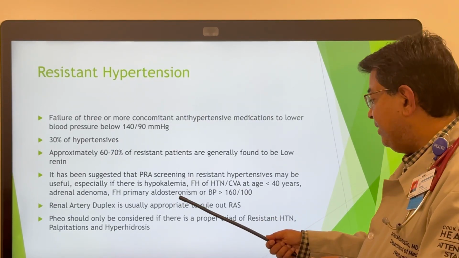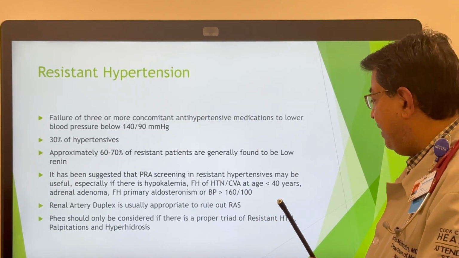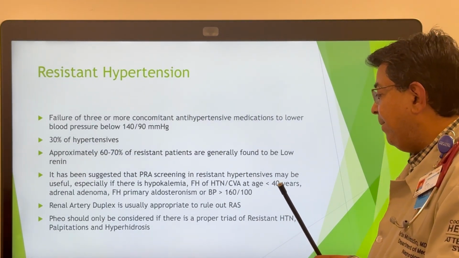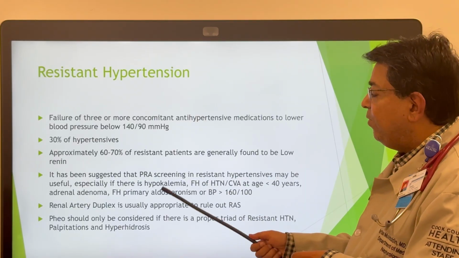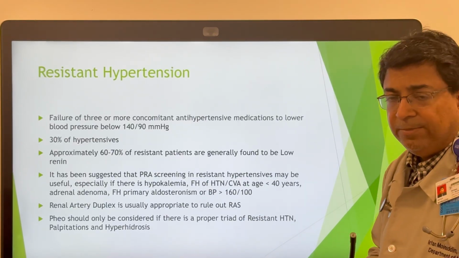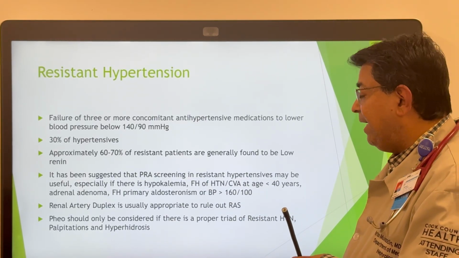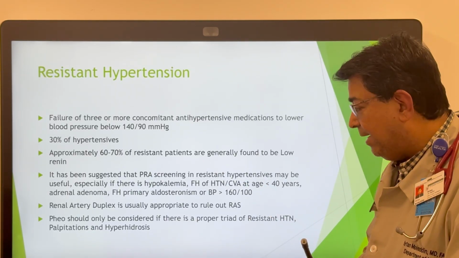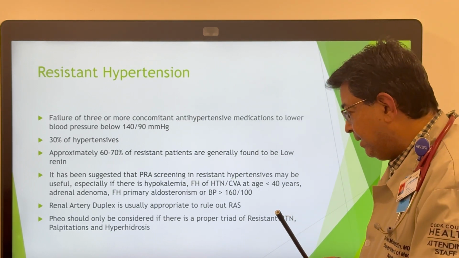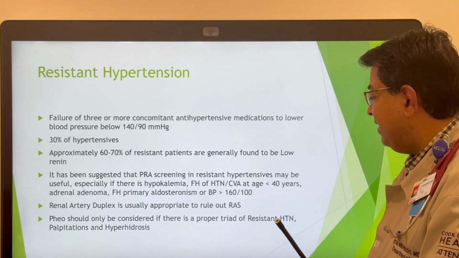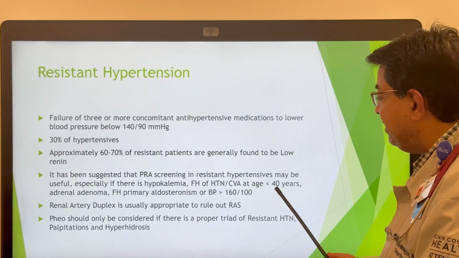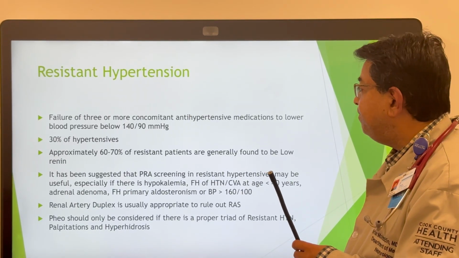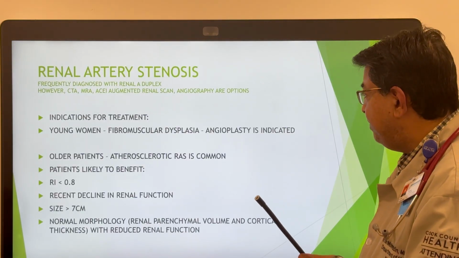Renal artery duplex is usually appropriate to rule out renal artery stenosis in difficult to control hypertensives. And FEO should not be considered randomly or without some guiding variables. FEO should only be considered if there is a proper triad of resistant hypertension, palpitations, and hyperhidrosis. Next slide.